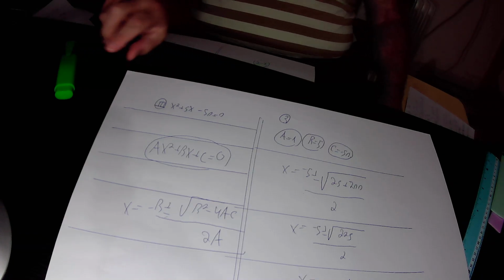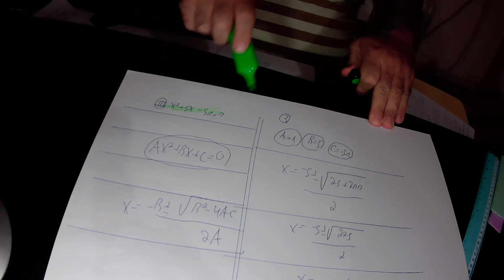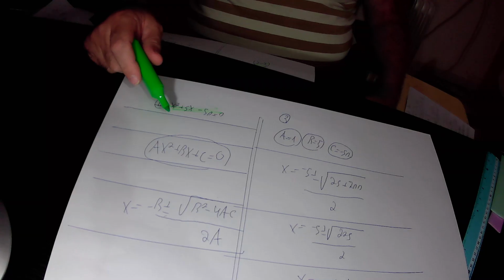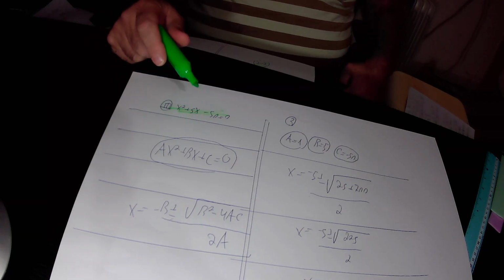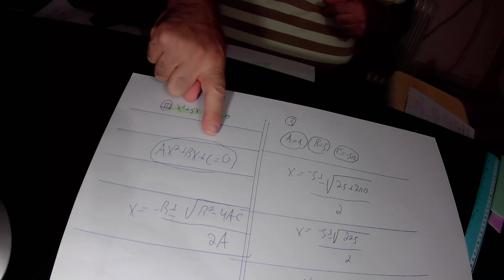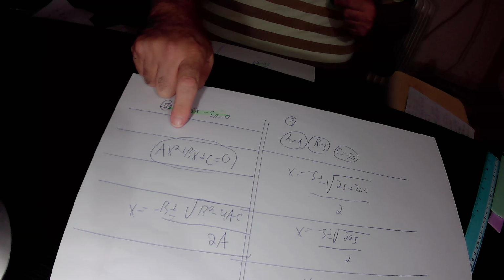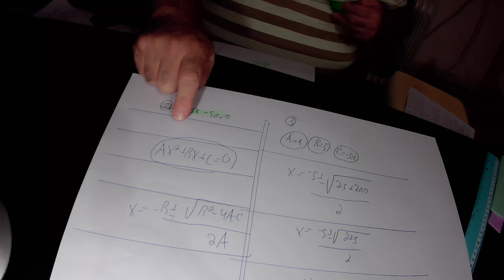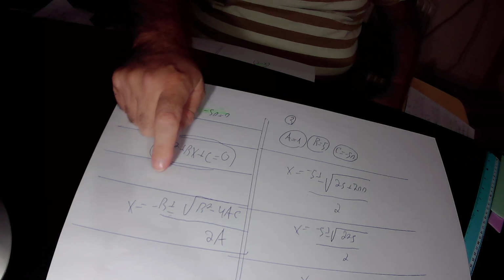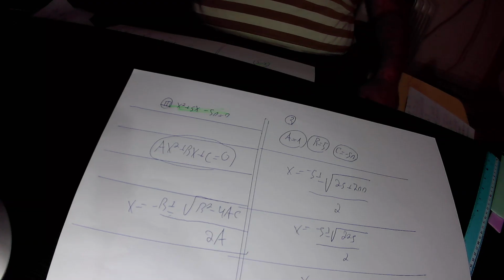So this is a quadratic equation. The general formula for a quadratic equation is ax squared plus bx plus c equals 0. In this general formula, a, b, and c are the coefficients of the quadratic equation, and x is the variable that we are looking for. We will find the value of x according to the following formula: x equals minus b plus minus the square root of b squared minus 4 times a times c, over 2a.